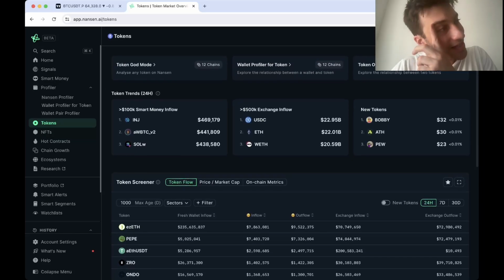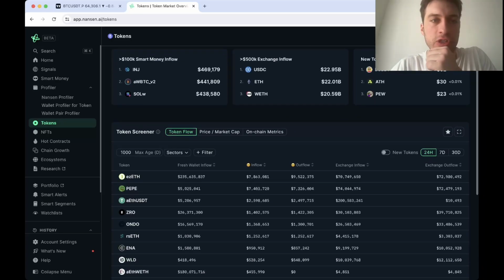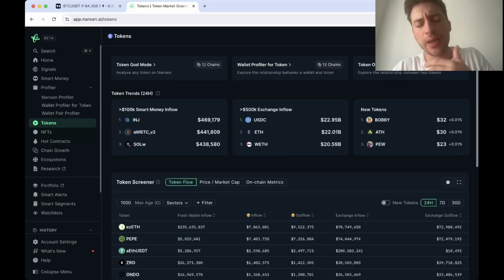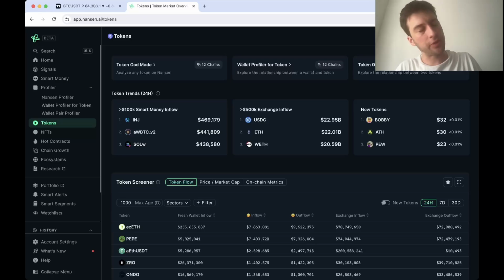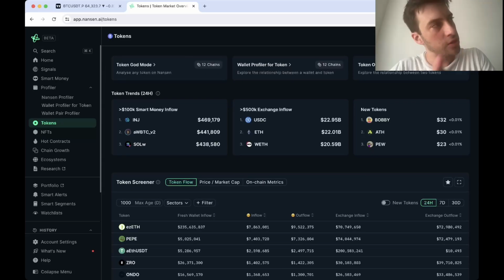So what we're talking about today is Nansen, this site right here, app.nansen.ai. I have the free version right now, but even the free version just gives you so much helpful data. I'm going to give you guys really the blueprint for how you can interpret this data and use it to make good trades. First thing I want to talk about is the token page right here, which will be linked in the description below.